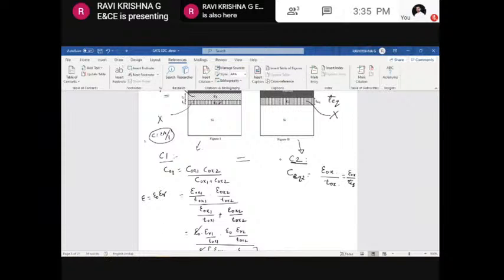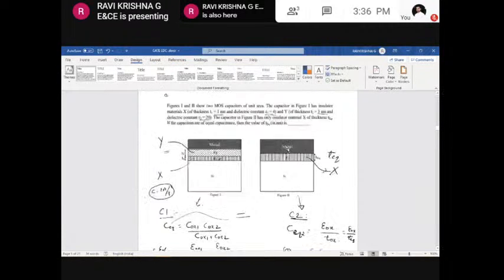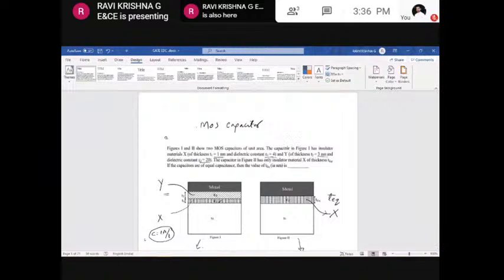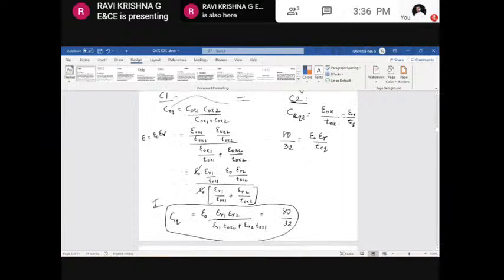But we need to equate the total capacitance of this capacitor as well as this capacitor, right? So now I equate the capacitance of capacitor 1, that is 80 by 32, equal to epsilon naught into epsilon r divided by TEQ. Because this oxide layer is made up of X material. So what is the relative permittivity of the material X? It is given as 4, which means it is going to be the same as the previous case.